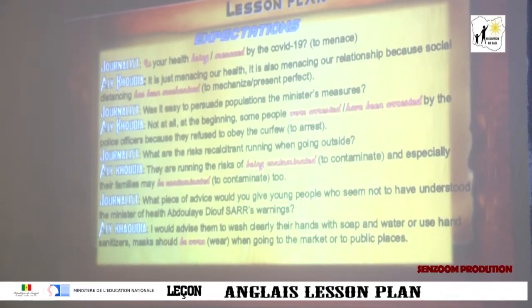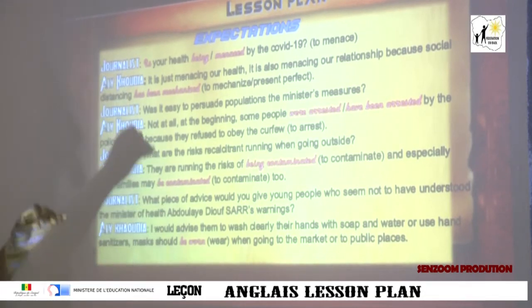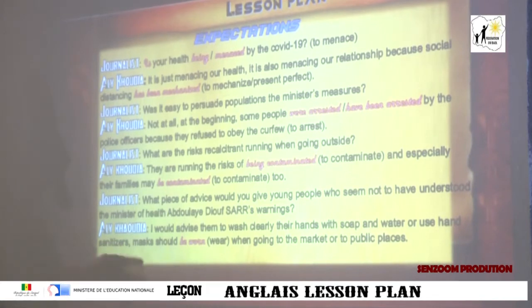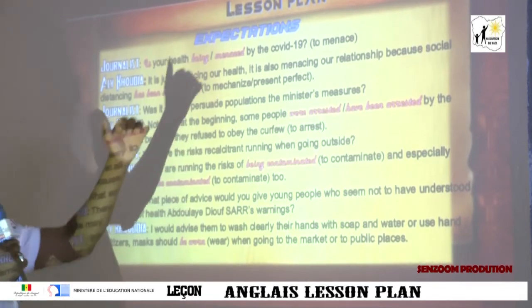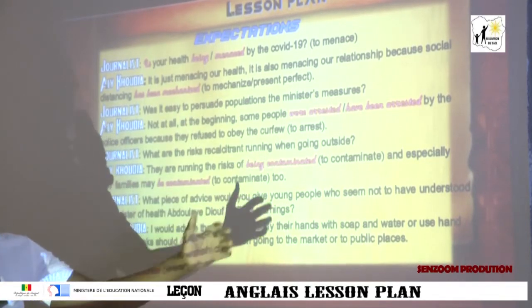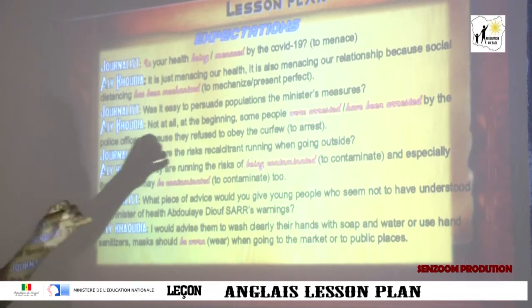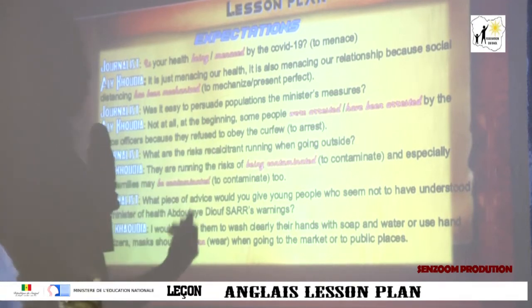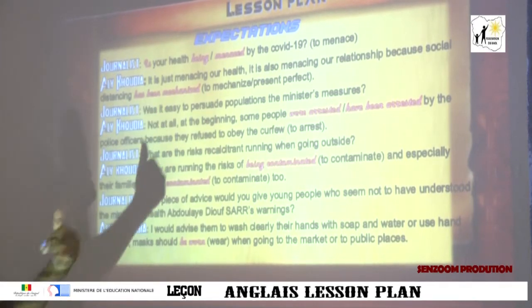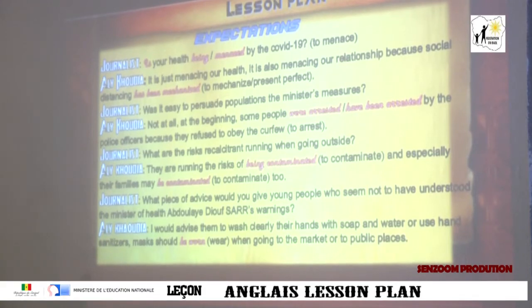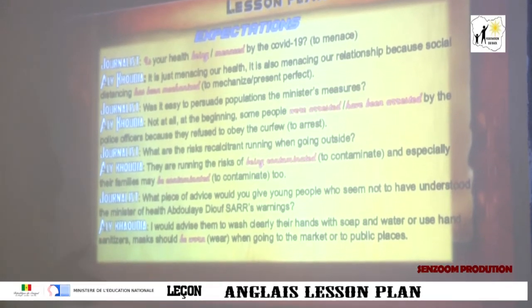Present perfect. So if the students are familiar with the verb tenses, it won't be difficult to do this activity. They are running the risk of being contaminated, of being at the moment. Present continuous. In the passive voice, being plus past participle.